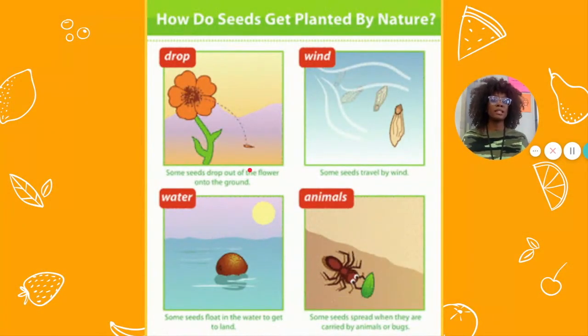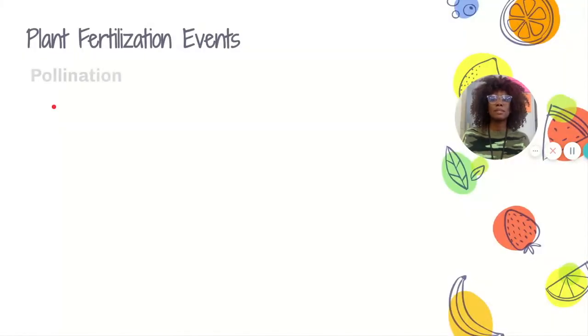Okay, there's multiple ways that seeds get planted by nature. So seeds can drop out of the flower, seeds can be blown by wind, seeds can get into water and then get carried away, or animals and insects can actually carry seeds away. So there's many ways in which seeds can get planted by nature. Humans, we buy seeds from the store and we plant them, right? So there's just different ways that seeds can get planted.